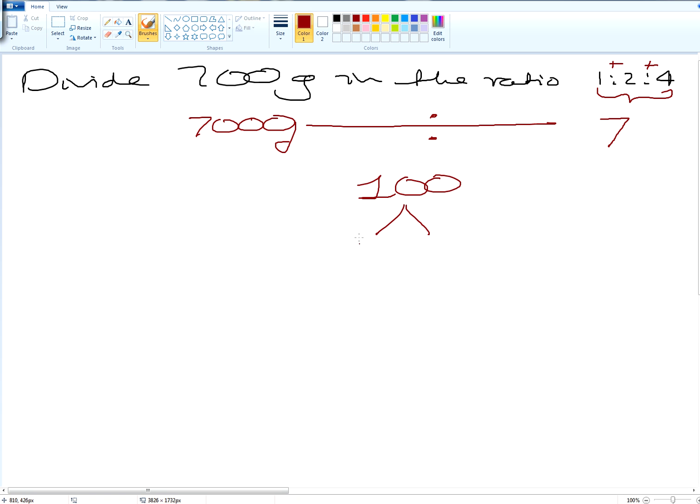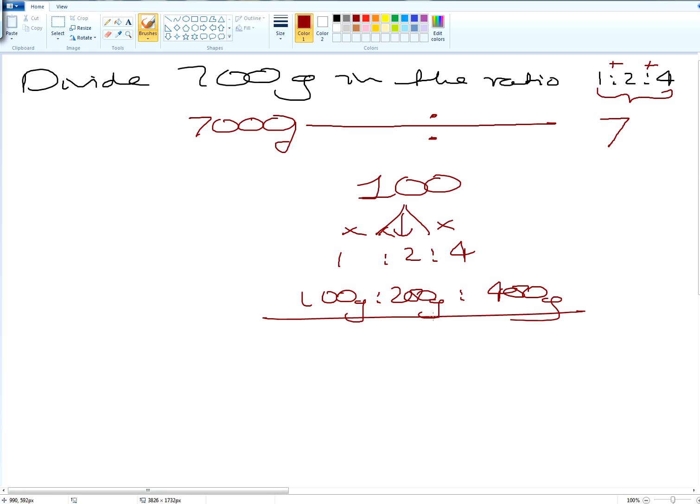And then what's the last part? Times 1, times 2, times 4. So times by 1, and by 2, and by 4. What's 100 times by 1? 100. 100 times by 2, 200. And 100 times by 4, 400. Okay, lovely. Are we happy with that?